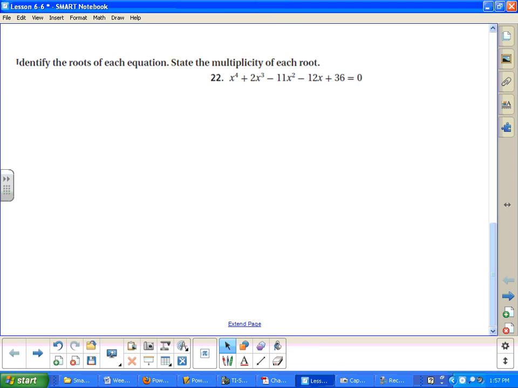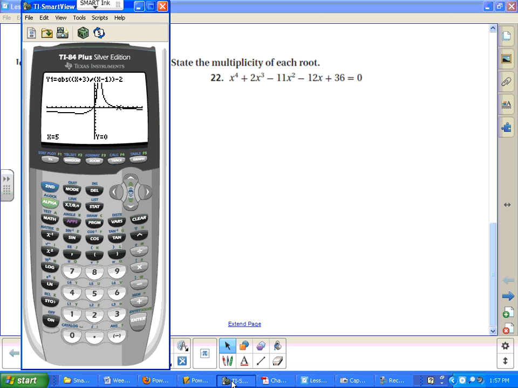All right, so let's look at multiplicity again here. So we have this function. Now, I can't factor it, right? It's got 5 terms instead of 4, so I know I can't factor it. So we want to graph it first of all. So put it in your y equals.